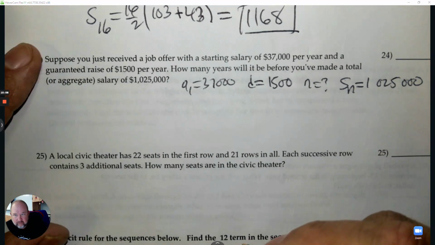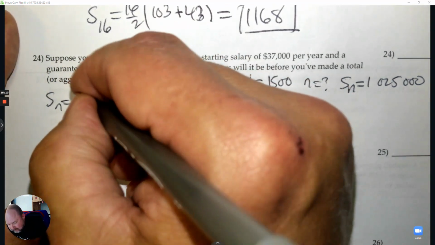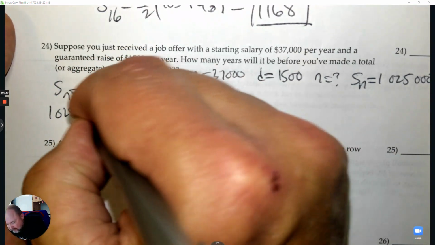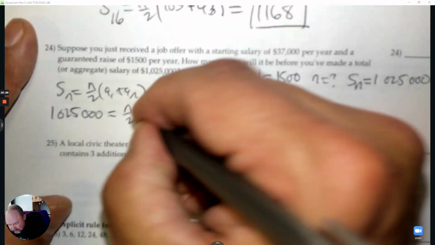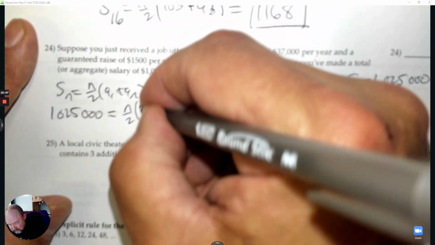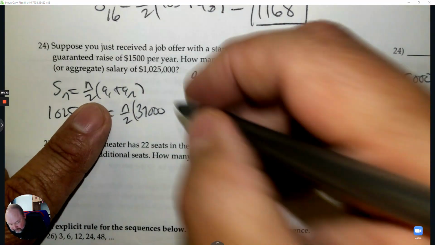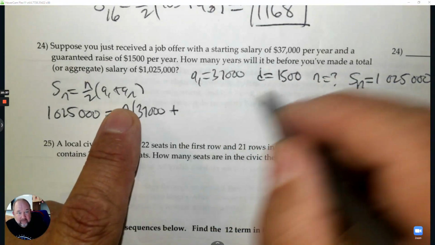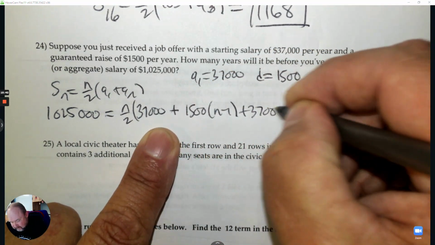And now we set up an equation. So the formula for Sn, I'll show you, remember the formula, and then we're going to plug in after the formula. So there's the formula we're going to use. Now you're told this, so I'm going to plug it in. Your 1,025,000 there. N, I don't know. And then A1 is 37,000. AN, we don't know what AN is, so we need to know the sequence formula for AN. So the sequence formula is 1,500 times n minus 1, plus 37,000.